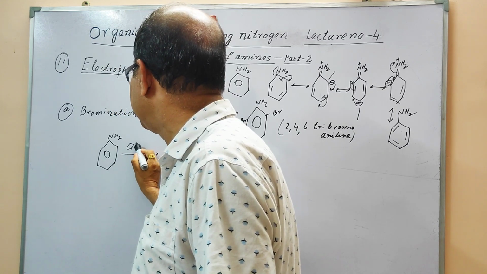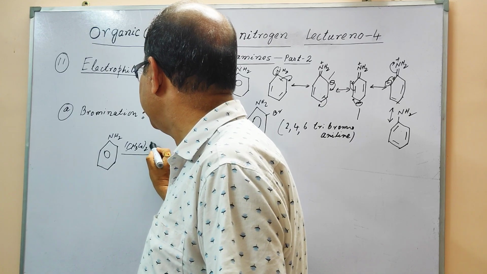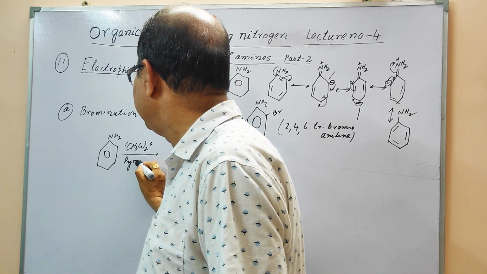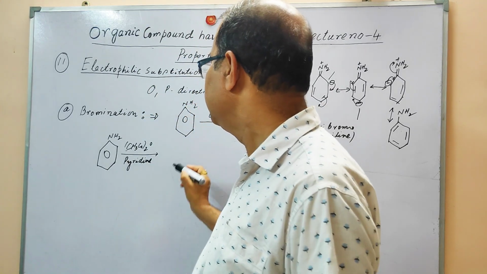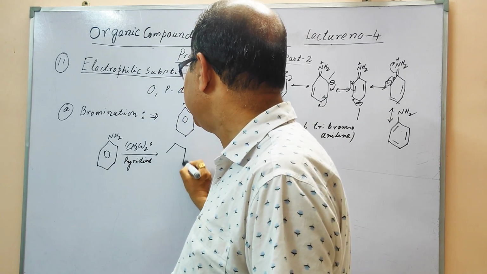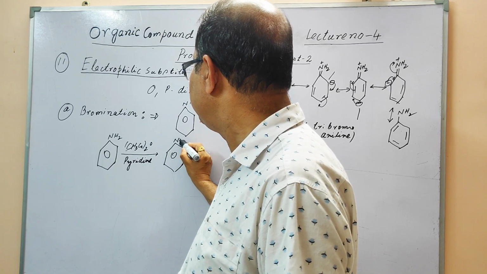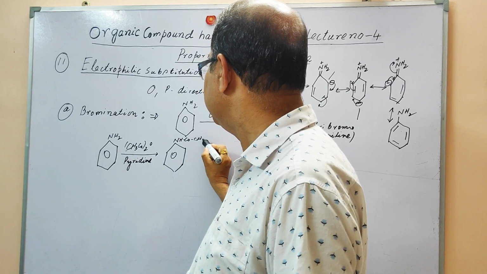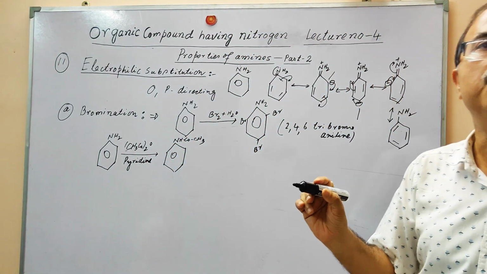This acetylation is conducted in the presence of acid anhydride and pyridine. We have to take pyridine as a base. So it will be acetylated. This NH2 group becomes NHCOCH3.